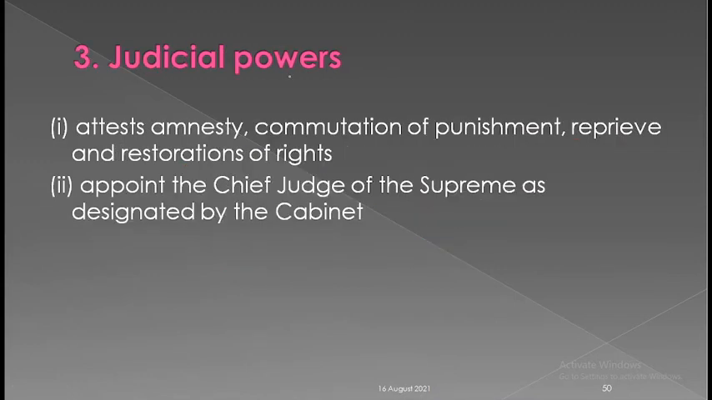Now, judicial powers. When we talk about the judicial power of the emperor, it has to do with attesting amnesty, commutation of punishment, reprieve, and restoration of rights. For example, if a particular convict or criminal is to be forgiven, or his punishment reduced, or his rights restored, then it should be done by the emperor with the advice of the Prime Minister and Cabinet. He also appoints the Chief Judge of the Supreme Court, again as designated by the Cabinet.